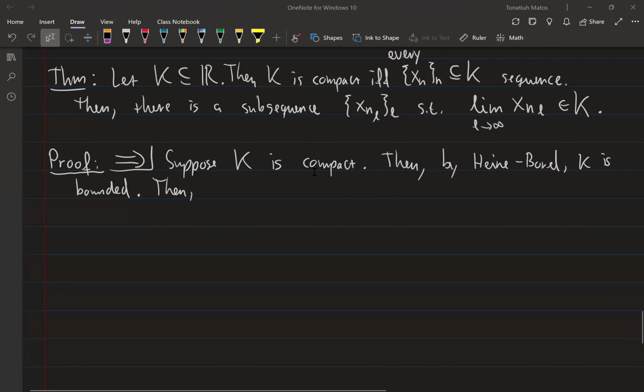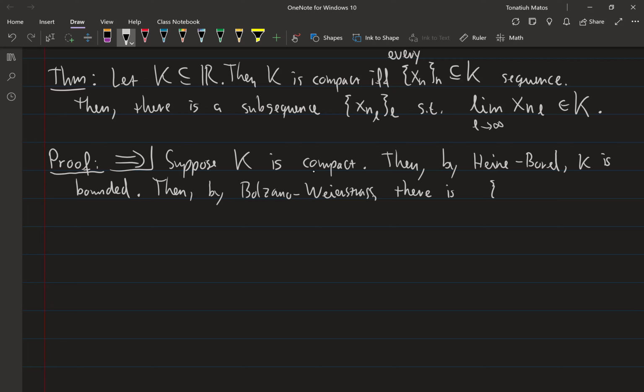Okay, so like I said, by the Heine-Borel theorem, K is bounded and also closed, right? So by the Bolzano theorem, there is a subsequence, x_{n_l}, that converges. Convergent subsequence, but we don't know where it converges to.